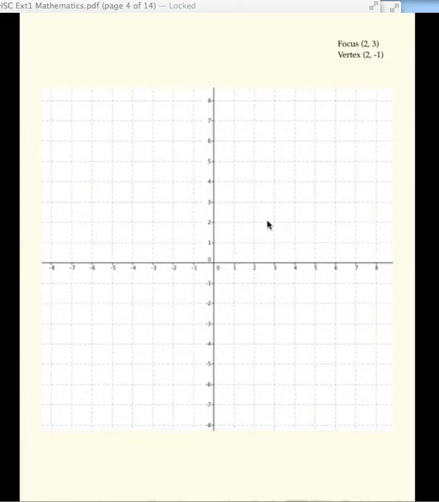Look at a locus with the information that the focus is (2, 3) and the vertex is (2, -1). So we've moved off the point of origin and we're moving down to the point (2, -1). Okay, so (2, -1) is down here. We know that's the vertex, so we'll label that vertex. The focus is at (2, 3), which is up here.